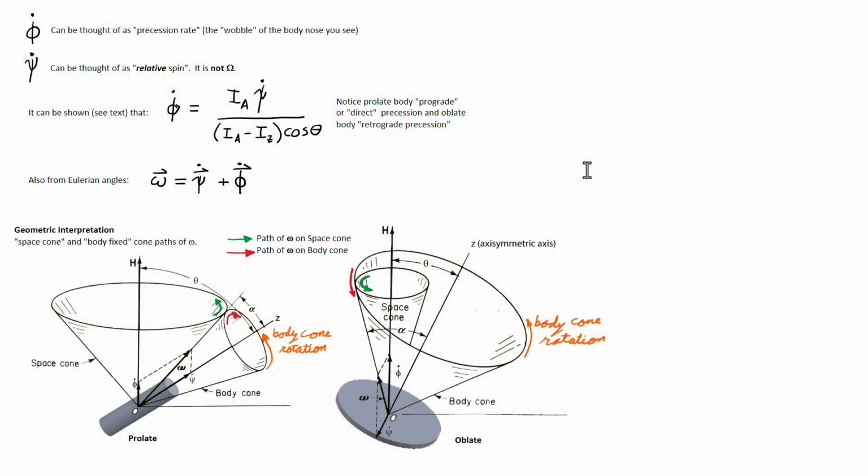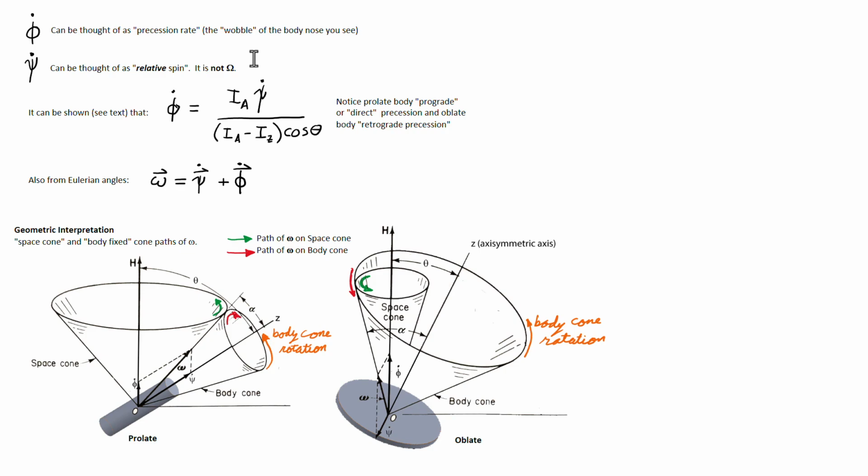It'll help if we define some terms first. Here's our prolate body. There's an oblate body we'll talk about later. But I want to define these terms up here. Phi dot can be thought of as the precession rate. You might think of it as the wobble that you see. And psi dot can be thought of as the relative spin. It's not the spin of the body around its own axis, omega.